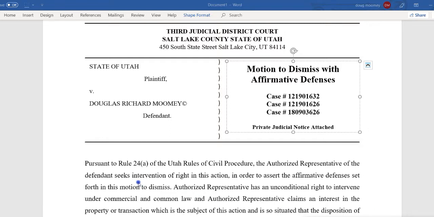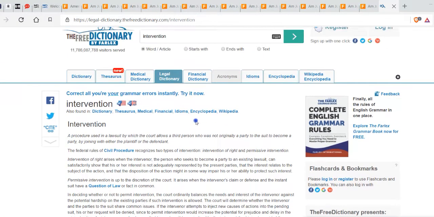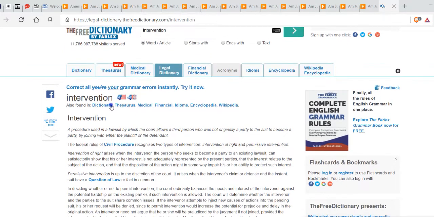They had one under Rule 24A here. It's called intervention of right in this action. So let's switch. I didn't know what that was, so I looked it up. And this is what it says. This is on Free Dictionary right here. Intervention. Okay, so it is a procedure used in a lawsuit by which the court allows a third person who was not originally a party to the suit to become a party by joining with either the plaintiff or the defendant. Okay? Federal rules recognize two types of intervention: intervention of right and permissive intervention.